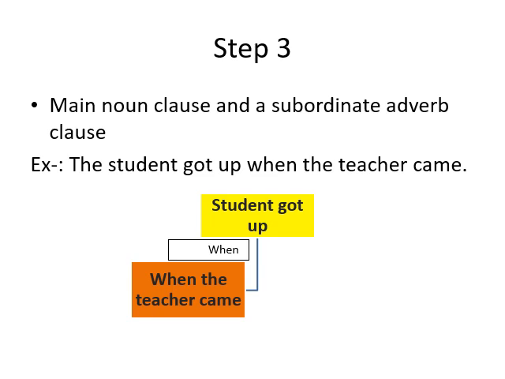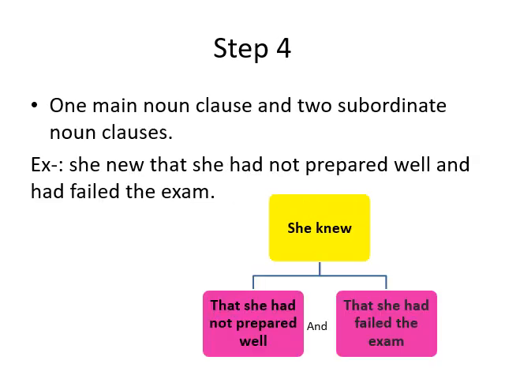Now we proceed to step 4. One main noun clause and two subordinate noun clauses. She knew that she had not prepared well and had failed the exam. Now there we have the first main noun clause, she knew. So what did she know? There are two things that she knew, and those two things are on equal level. One was that she had not prepared well, and as a result, she had failed the exam.